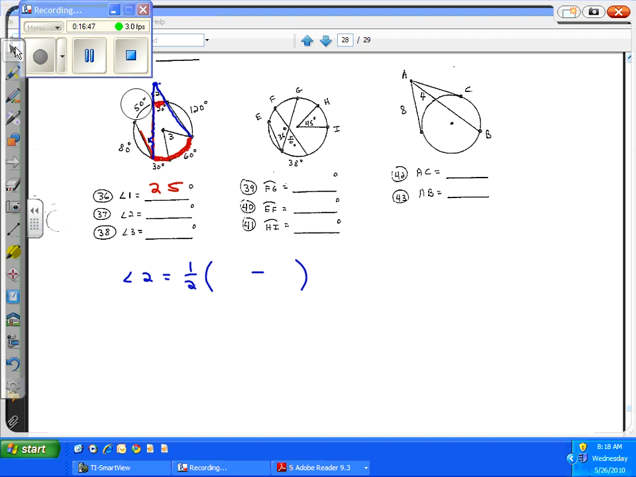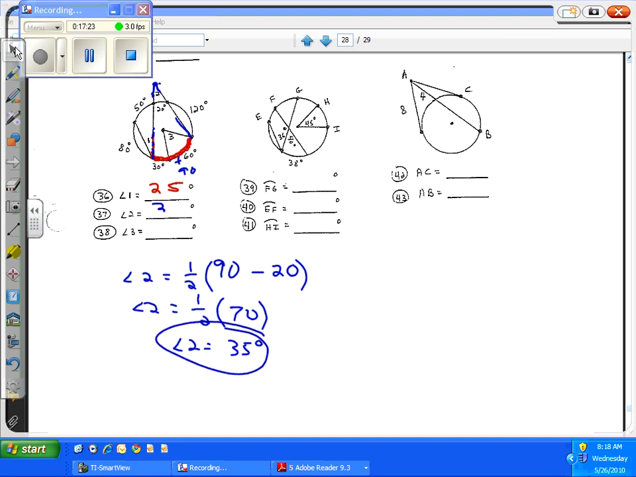I want to move this other so we can focus on that problem. So the big arc is 30 plus 60, which is 90. And the little arc is 20. So the vertex was outside. The angle is half the difference in the intercepted arcs. So angle 2 is 1/2 of 90 minus 20, which is 70. Half of 70 is 35. So angle 2 is 35 degrees. Okay?